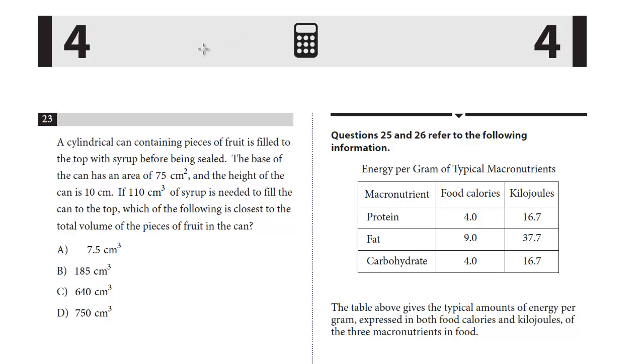In this lesson, we'll continue our review of Math Test 7, Section 4, Calculator Permitted, questions 23 to 25. Problem 23. A cylindrical can containing pieces of fruit is filled to the top with syrup before being sealed.